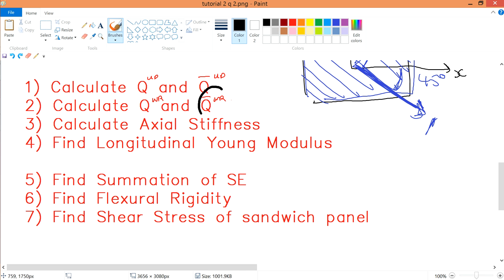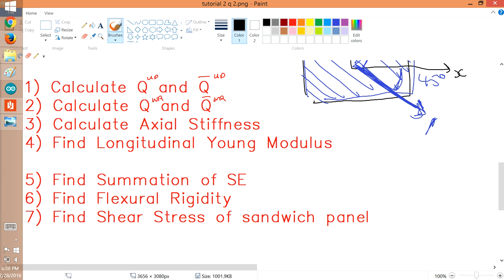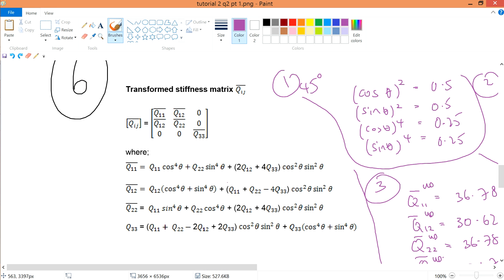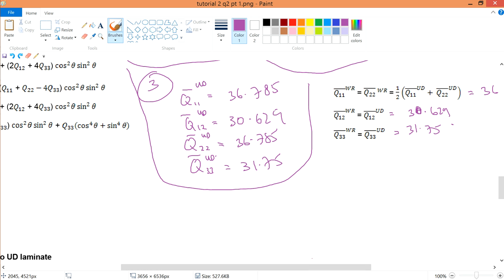Our purpose is to get this value first. We're going to use this woven roving stiffness matrix to get our axial stiffness. But before that, I'll highlight another method to find this value. In our section over here, our approach is to get our Q bar for the unidirectional first, and after calculating this, we use this equation to convert from UD to WR.